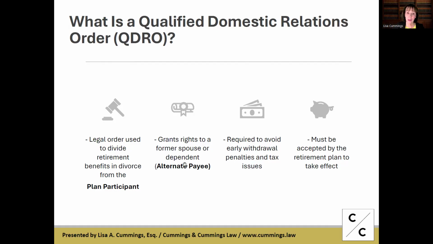From time to time, the alternate payee may also be a dependent, but typically the alternate payee is the spouse. In that qualified domestic relations order, it's important to remember that that particular order is required in order to avoid paying any additional tax penalties or incurring any other tax issues. The qualified domestic relations order not only has to be submitted to the court and signed by the court, it must also be submitted to the retirement plan administrator so that the administrator can review the document and make sure that it is in accordance with their plan document as well.